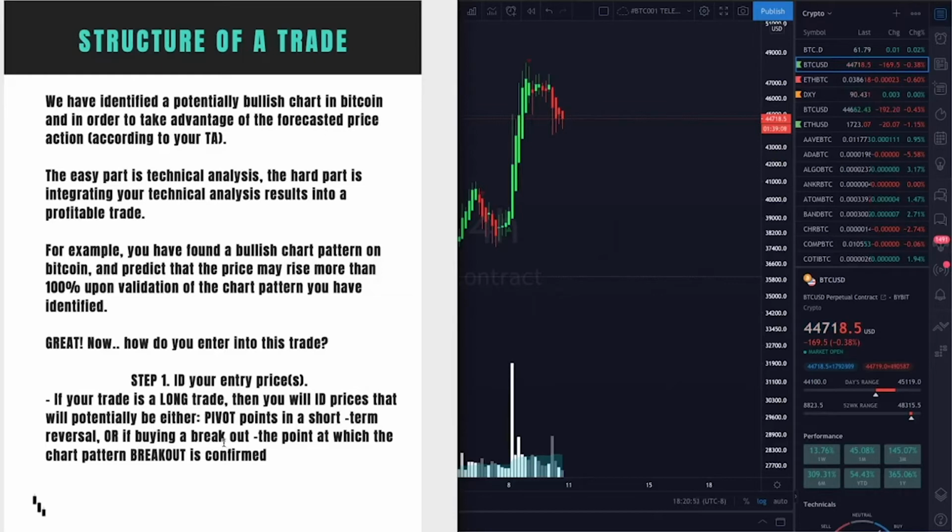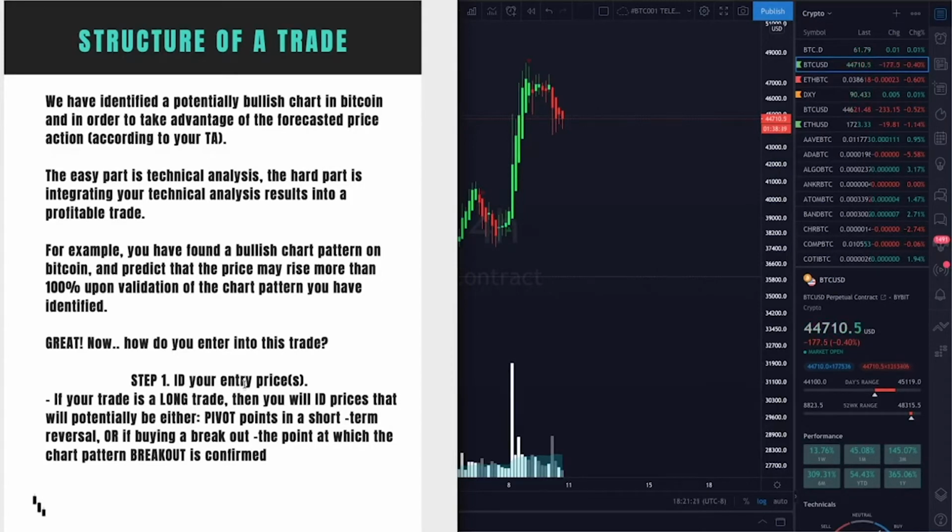Okay, so we've identified a potentially bullish chart in Bitcoin, and in order to take advantage of the forecasted price action according to your TA, we want to identify these targets that I mentioned in the previous slide. The easy part here is technical analysis. The hard part is integrating your technical analysis results into a profitable trade setup. For example, you found a bullish chart pattern on Bitcoin and predict that the price may rise more than 100% upon validation of the chart pattern you have identified.